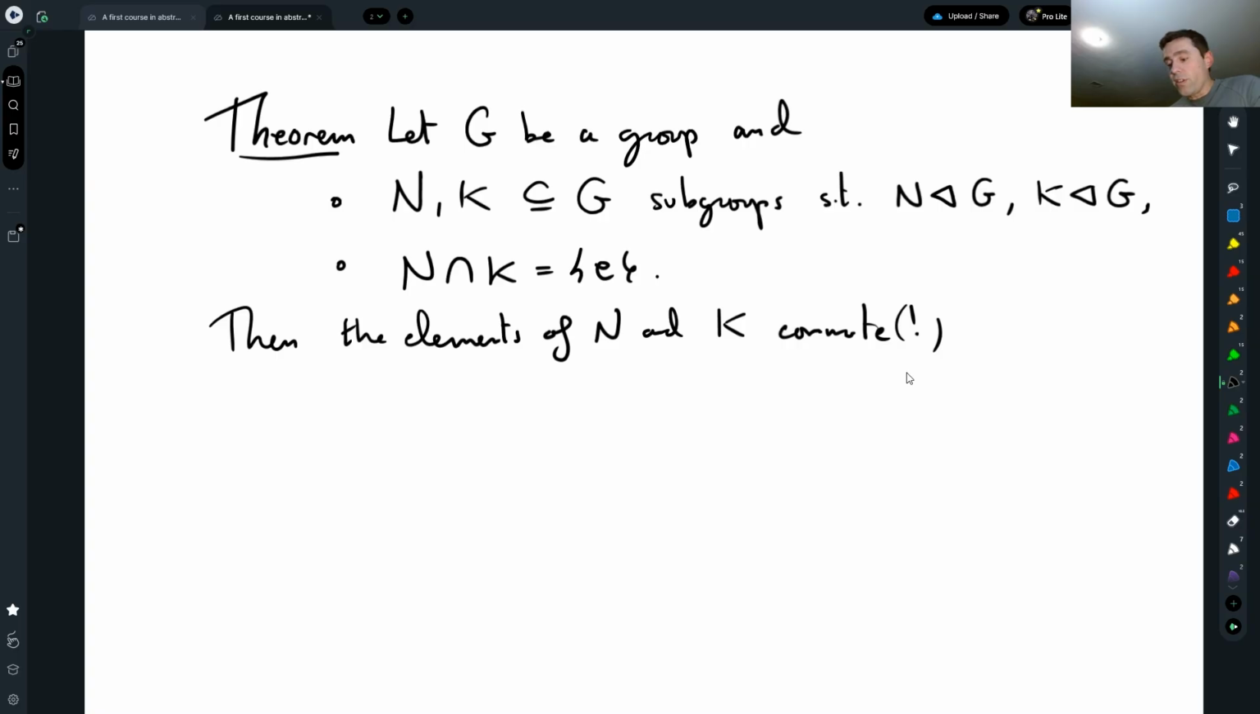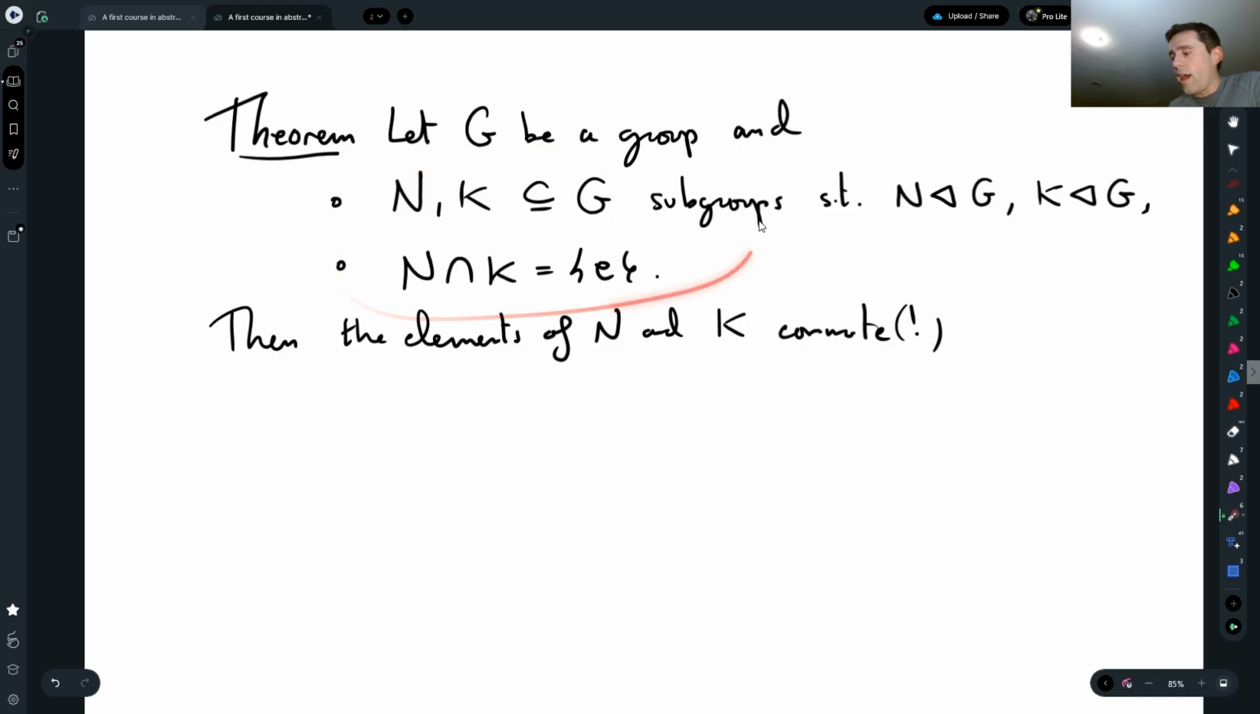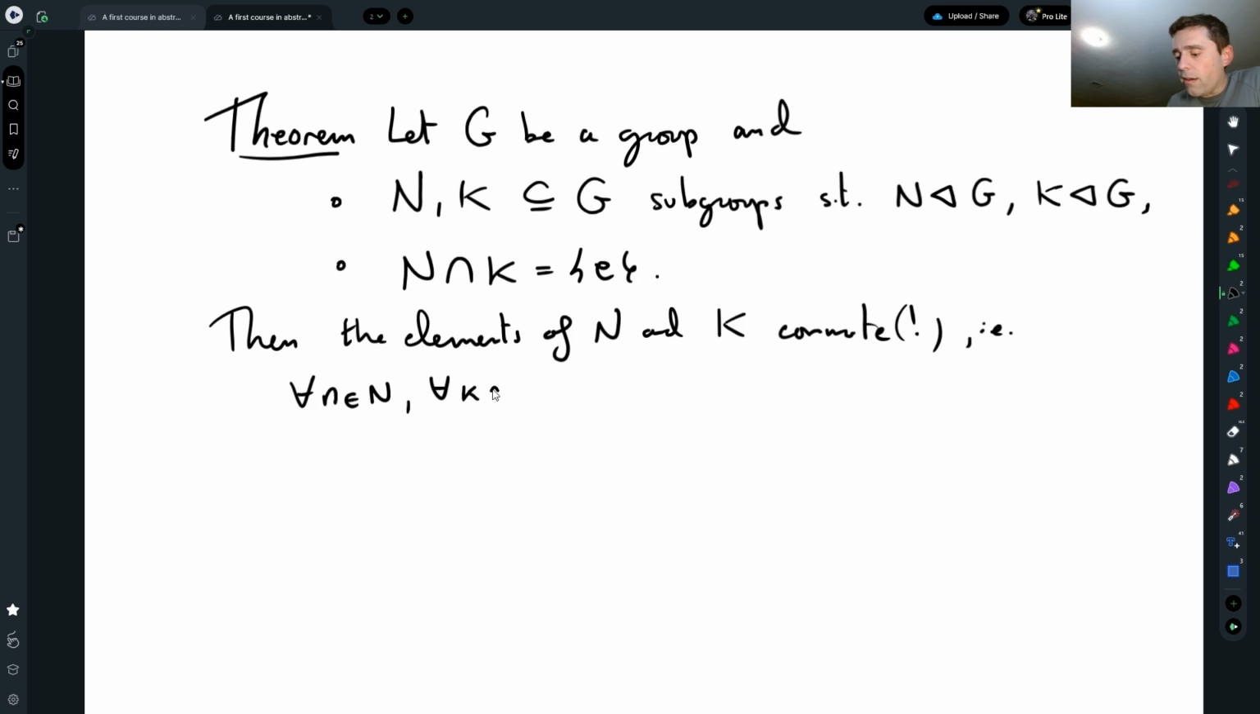That's an impressive result because we don't have much information about N and K, but just out of this, because N and K are normal and the intersection is trivial, the elements commute. Commuting is a very strong condition on groups. So how does that work? By the way, what I mean is, i.e., for all n in N and for all k in K, we have that nk is equal to kn. Okay, so they commute. And here is the proof.